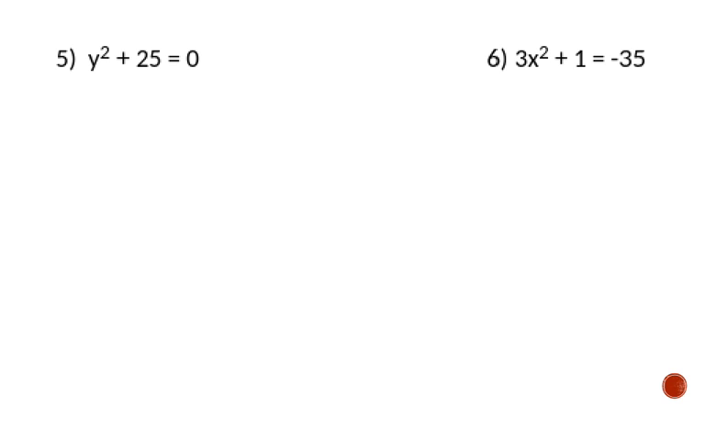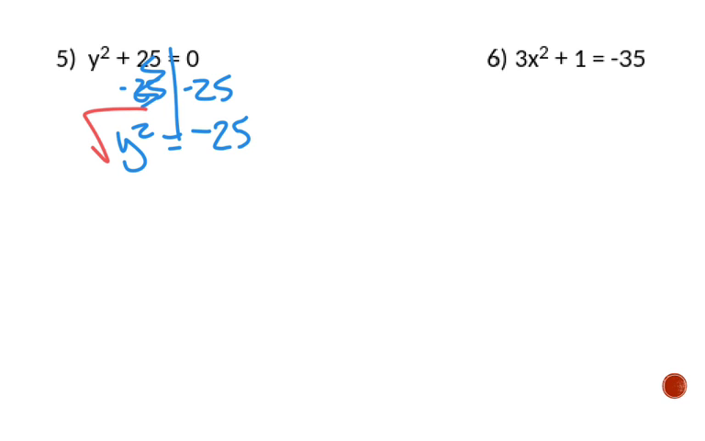Example 5, we have y squared plus 25 equals 0. So we're going to solve for y, so we'll subtract 25 first. So y squared equals 0 minus 25 is negative 25. You're trying to take the square root because you're trying to solve for y. So square root of y squared is y.